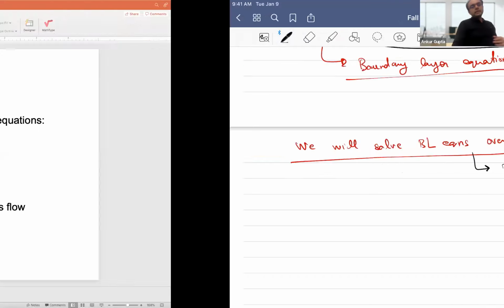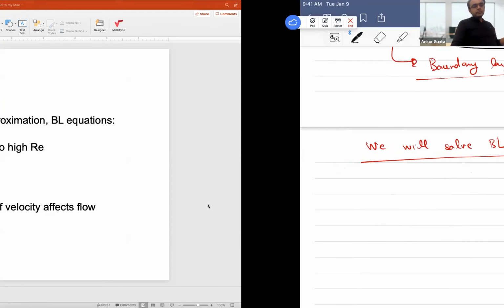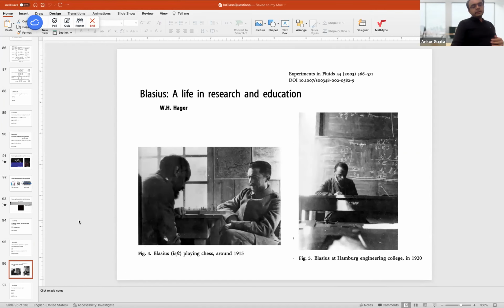But there is a very nice article. If you have time, I invite you to read this. It's about Blasius's life and how, just like you all, Blasius was a PhD student. He was the first PhD student of Prandtl. And he actually felt like he was not very intelligent and couldn't really do much, and hadn't realized what his results would mean, even a century later.